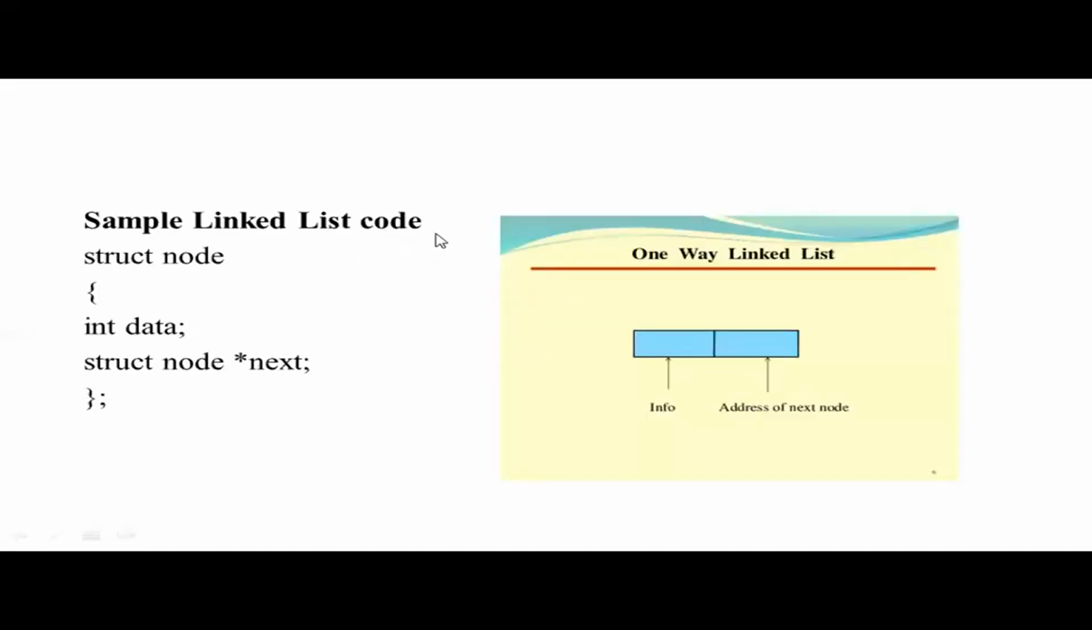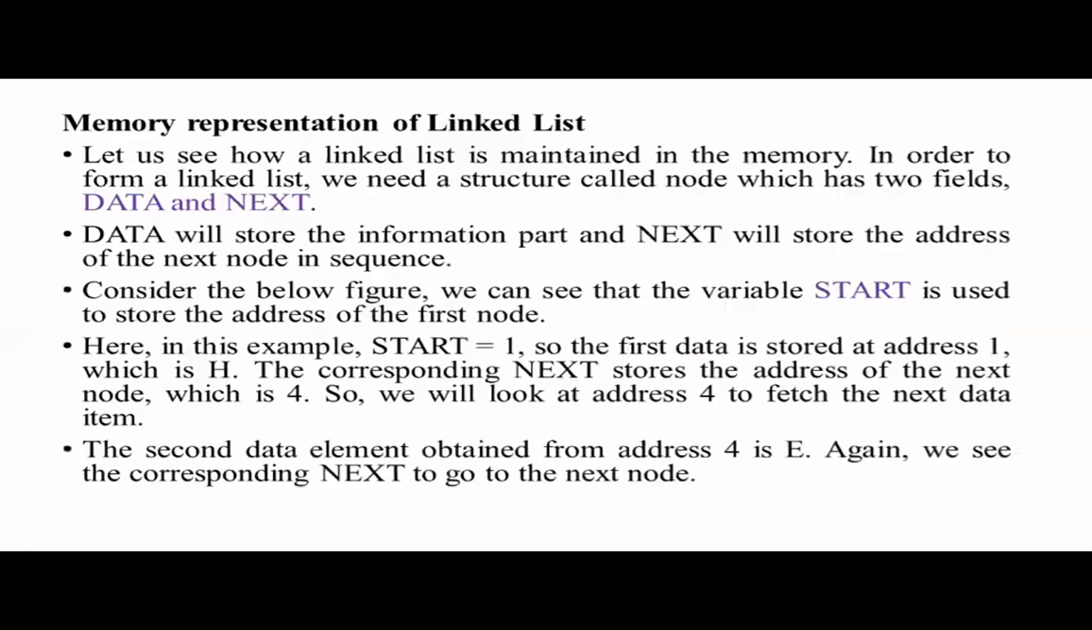The sample code for the linked list. I told you each node contains two parts, the left part and the right part. The left part contains data and the right part contains the address of the next node. So it can be represented as a structure. The structure is named node. The structure contains two different data type elements. One is of integer data. The other one is a pointer. This pointer is used to point to another node. So its data type is again struct node.